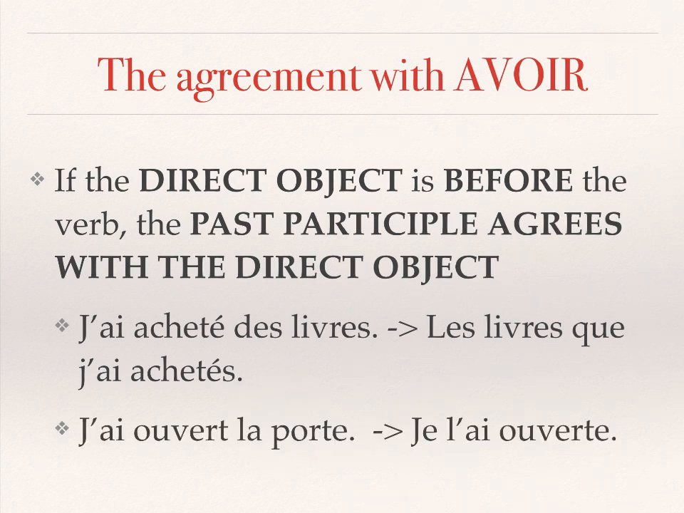A second example, j'ai ouvert la porte. The direct object is la porte. The verb, the past participle, is ouvert. Now, if I want to use the direct object pronoun, instead of saying la porte, and I say je l'ai ouverte, the L apostrophe is the direct object pronoun that stands for la porte. Therefore, la porte is before my verb, and therefore, ouverte, the past participle, agrees with la porte, which is feminine singular, which explains why I have an E.